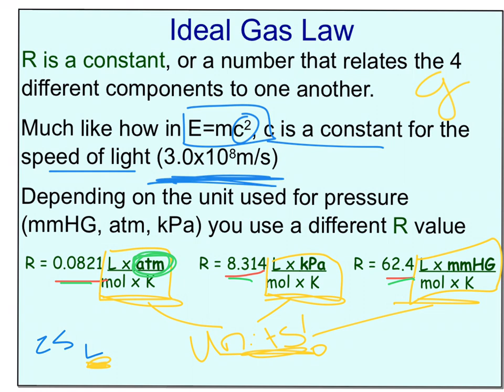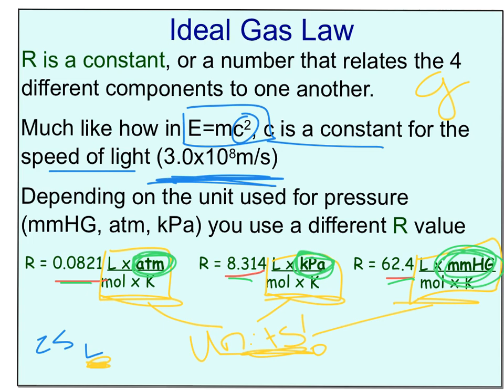there is atmospheres. If you were using pressure in kilopascals, you would use the second number because kilopascals is in the unit. And then if you were using millimeters of mercury for your unit of pressure, you would use the third one because it has millimeters of mercury in it. So these numbers you don't have to memorize. They will be given to you on quizzes and on tests.